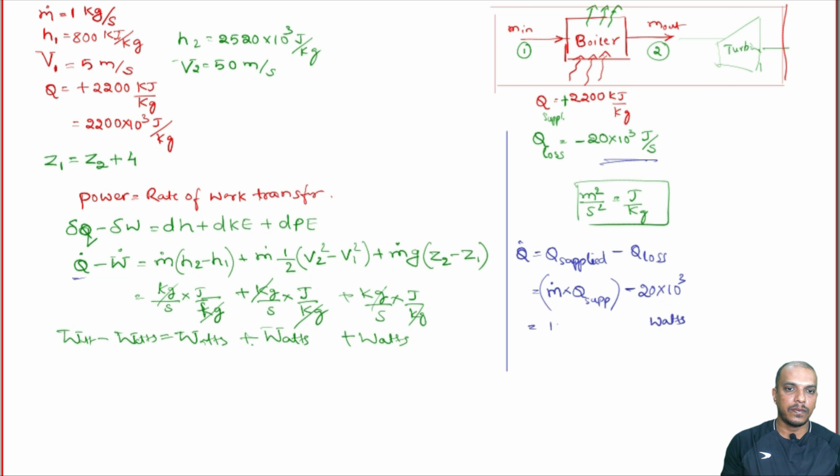Now remember this, we are substituting mass flow rate in kg per second and Q in joule per kg, then this will be also in joule per second, which is watts. Okay. So mass flow rate is 1, anyhow 1 is given, so that could not make any big difference, but still. So Q supplied is 2200 into 10 power 3. Alright. So minus 20 into 10 power 3 here. So this was in watts. Now let us solve this equation.